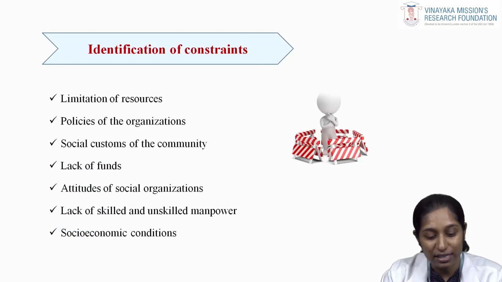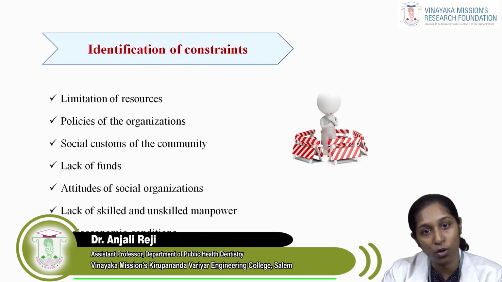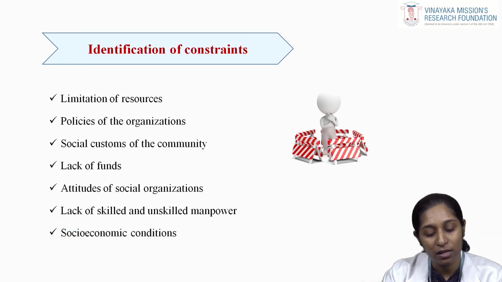Next is identifying the constraints. What are constraints? They are the roadblocks or obstacles in achieving a certain goal or objective. Identification of the constraints should be done at the early stages of program planning. Why? Because if those constraints are there, the planner can modify the design and create a more practical and realistic plan. What are the various constraints that are involved?